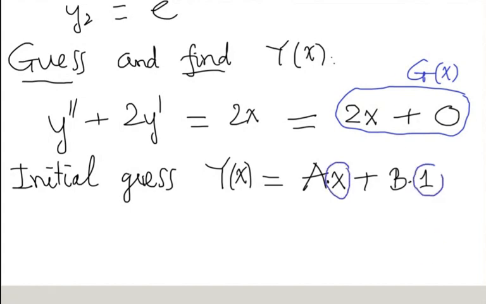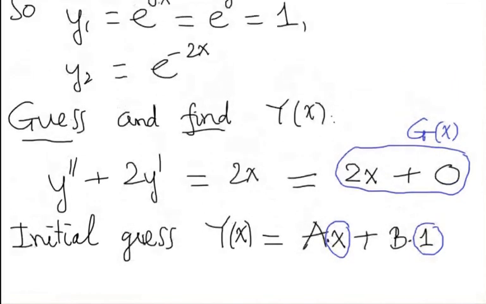Now let's check if any of these things are the same with y1 or y2. If they're not the same, then we are good. If one of these is the same, then we need to modify. So look back at y1, y2. Well, we see that 1 is the same as y1.